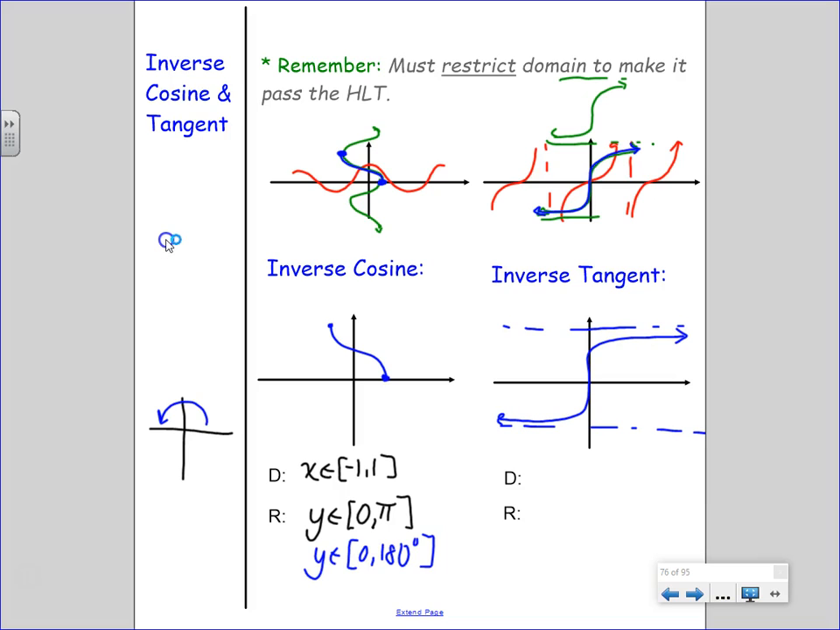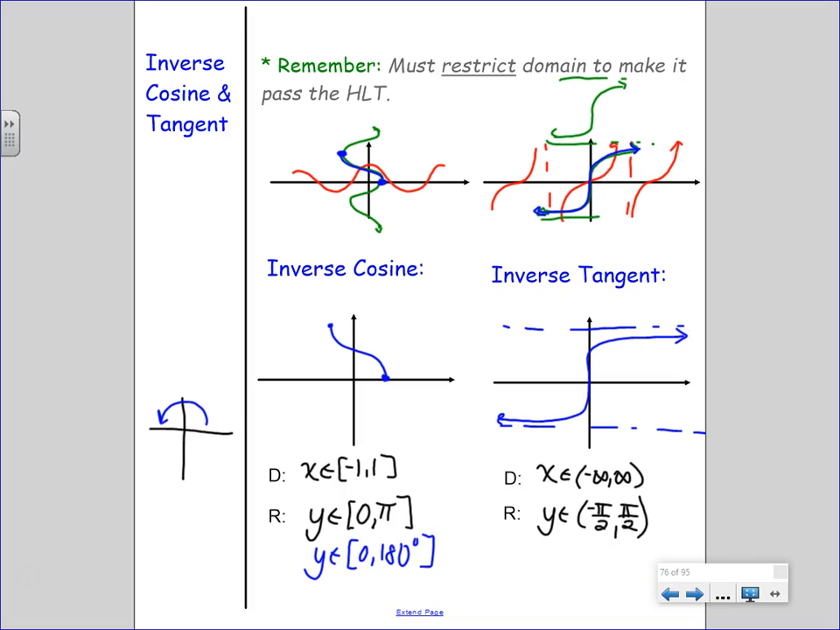And so his domain, you know tangent goes forever low, forever high, so he's allowed to take anything. You can plug in any number, however big, positively or negatively, and he'll be fine. He's never going to have an error. But he's similar to sine inverse, only allowed to go between negative pi over 2 and pi over 2.